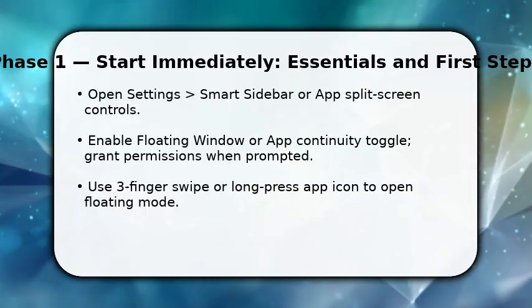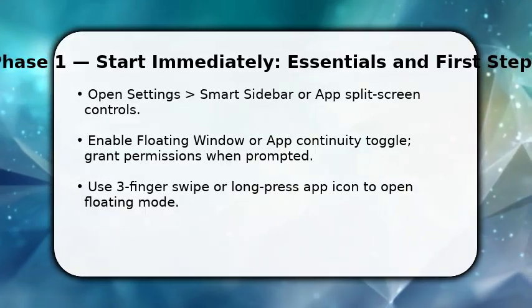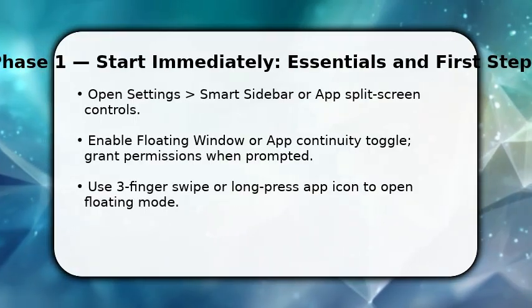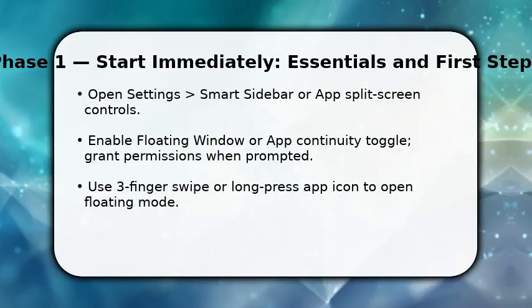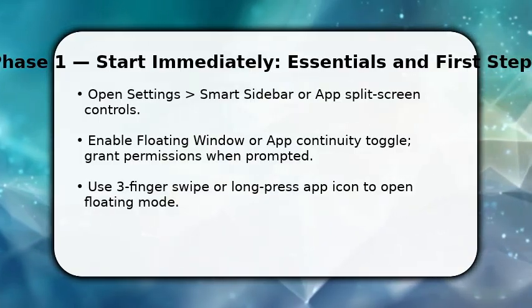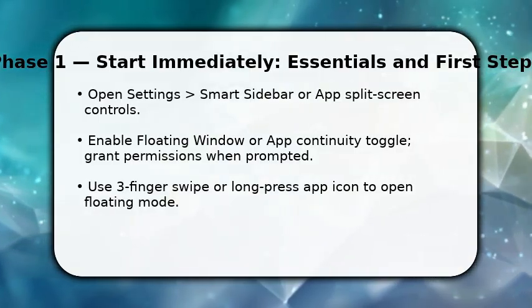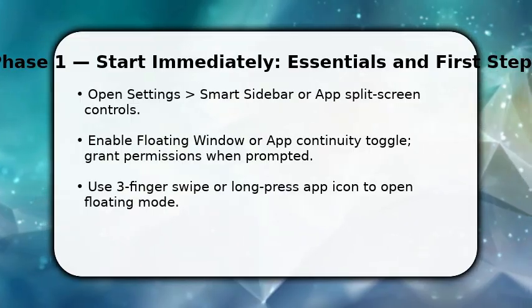Enjoy the video. You begin by turning the feature on, open Settings, and go directly to the Smart Sidebar or App Split Screen controls. Enable Floating Window, and when Android asks, grant overlay and accessibility permissions. This lets apps appear above others.